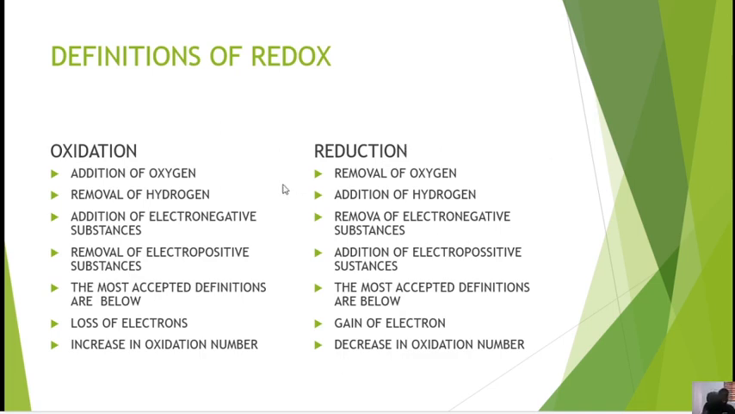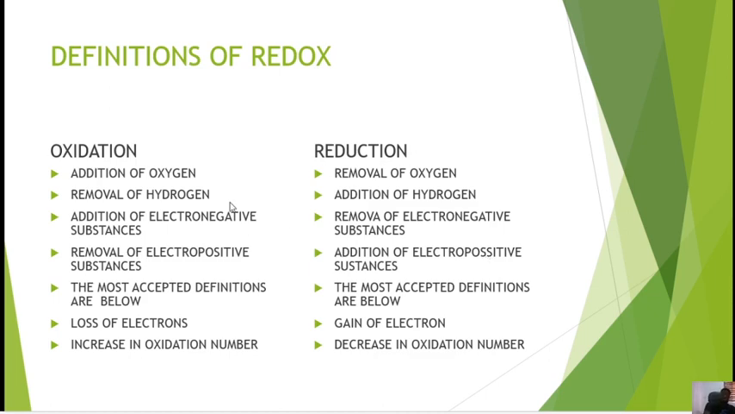So the implication is that, as you notice, if we say that oxidation is the addition of oxygen, reduction is the removal of oxygen. When we say that oxidation is the removal of hydrogen, reduction is the addition of hydrogen. When we say that oxidation is the addition of electronegative substances, reduction is the removal of electronegative substances. And when we say that oxidation is the removal of electropositive substances, reduction is the addition of electropositive substances.